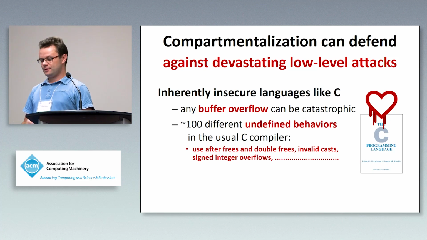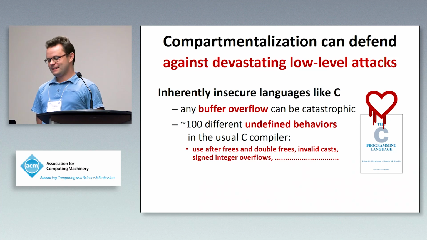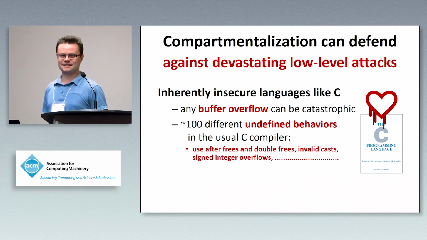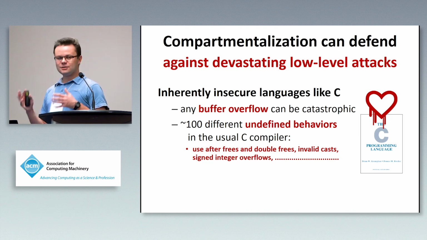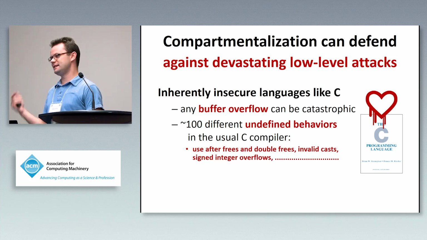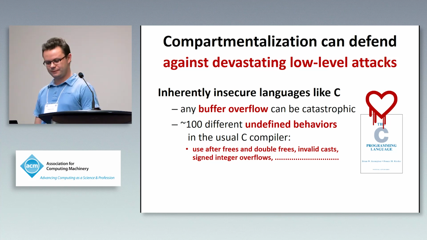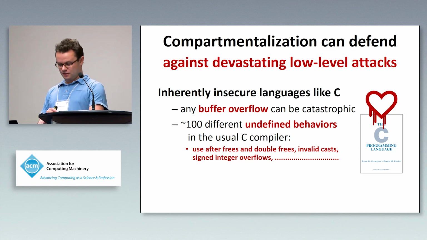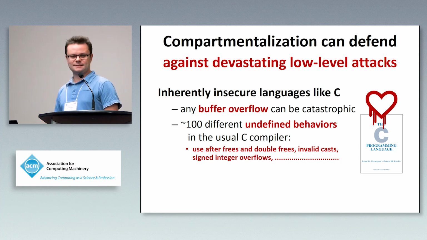And it's not just buffer overflows. In a language like C, you have hundreds of different so-called undefined behaviors. If any of these happens, then the program does something arbitrary, and the compiler and the standard don't guarantee anything for your whole program. This includes things like use after free and double free, invalid casts, signed integer overflows.